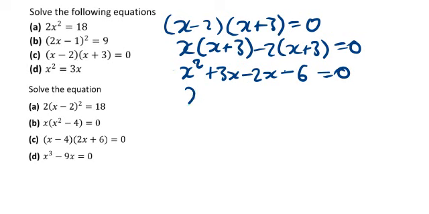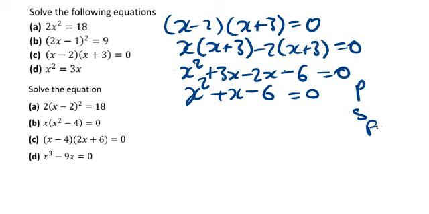So you group the like terms. x squared is alone, positive 3x minus 2x, they can add or subtract. Therefore 3x minus 2x is positive x, minus 6, this will be equal to 0. When you reach this point, product, sum and factor, because this is a quadratic equation.